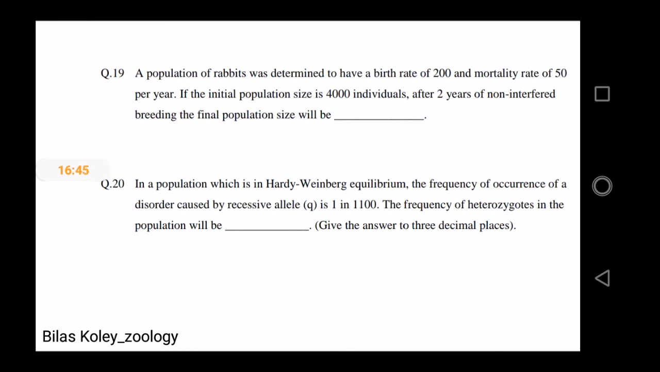Now we will discuss question number 20. In a population which is in Hardy-Weinberg equilibrium, the frequency of occurrence of a disorder caused by recessive allele Q is 1 in 1100. The frequency of heterozygous in the population will be.